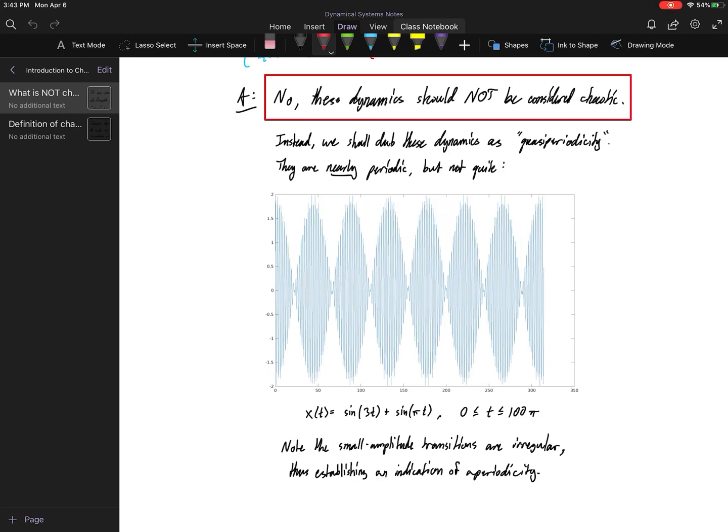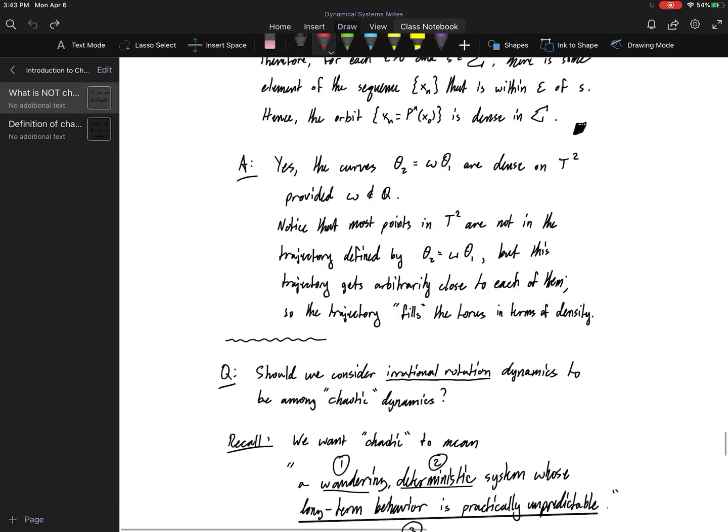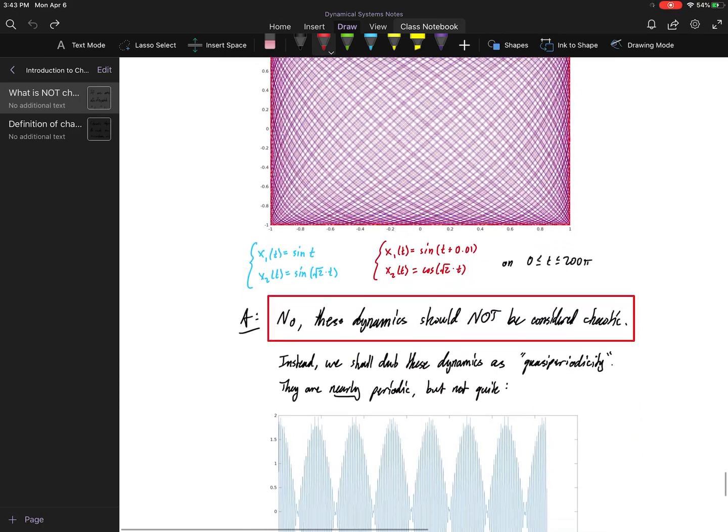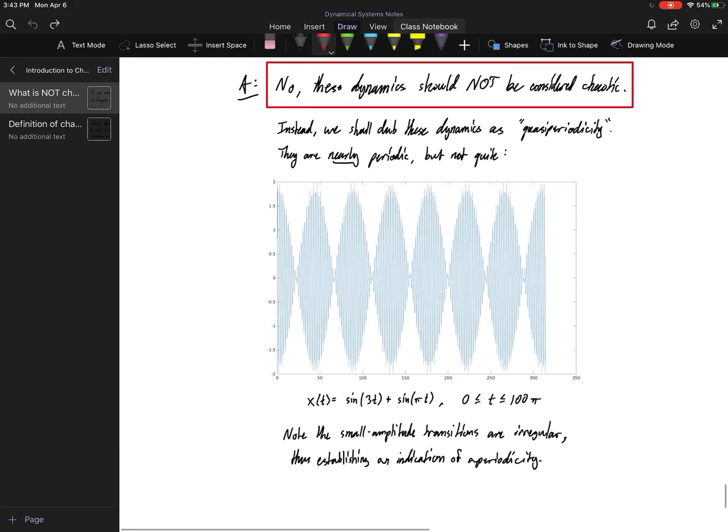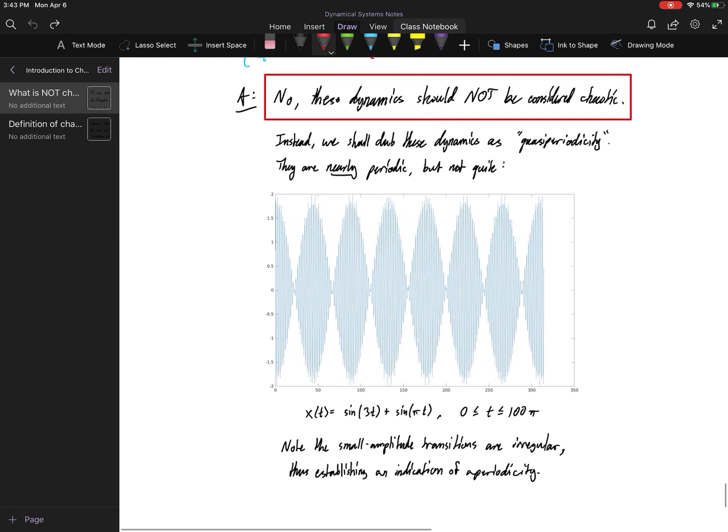So what should we call them? Well, a fun little thing you can do on MATLAB just for yourself: you can show that these are kind of periodic. They're very close to being periodic, but not quite. You can see this really well if you plot something like this figure downstairs, using sine of 3t plus sine of pi t. The ratio between pi and 3 is most assuredly irrational, and that means we exhibit irrational rotation dynamics.